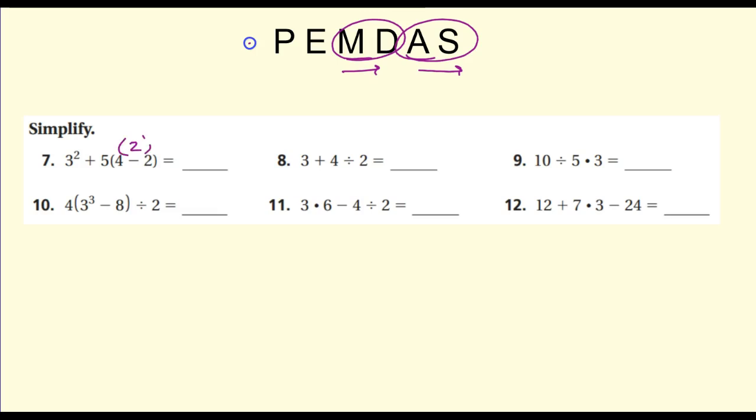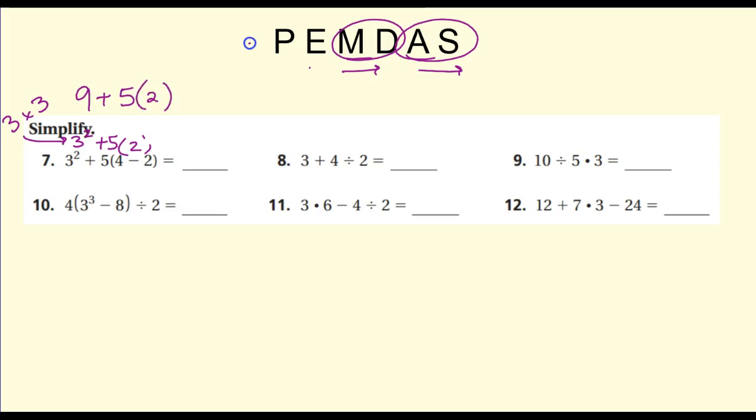And then try to copy the problem down so that you have all the work there and you don't lose anything. So I'm going to work up on these ones just because I don't have any room down below. But all right, I've got everything copied down. Next would be exponents. I do have 3 squared. That means 3 times 3 right there. So that would give me 9. Copy the rest of the problem down.